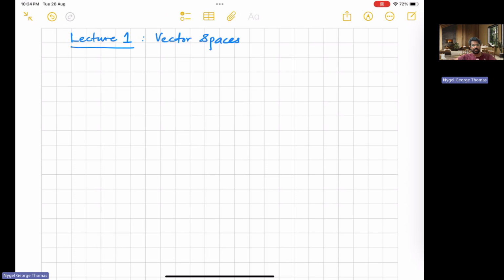This session, today we're going to cover vector spaces. Let's begin. So first of all, let's see what are vector spaces. Before defining vector spaces, I think we should first define the idea of a field.